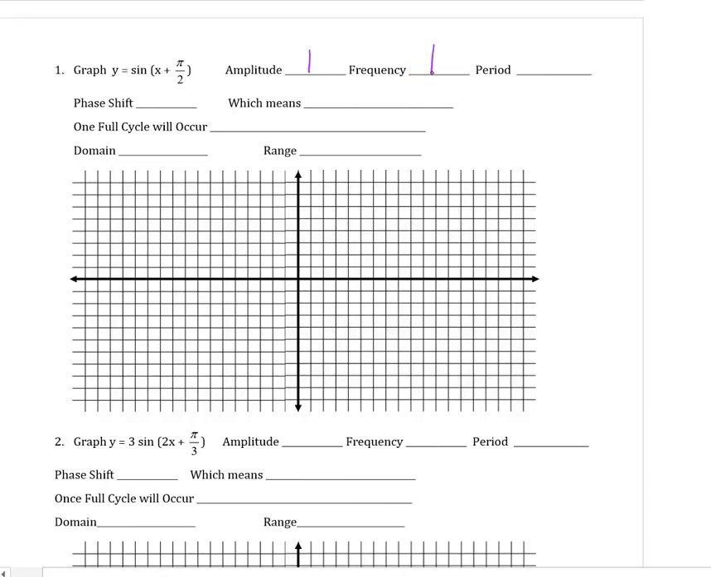Which means that the period must be 2 pi units, because period is always equal to 2 pi divided by the frequency, but the frequency was 1. So 2 pi divided by 1 is 2 pi. So over 2 pi units, you're going to see 1 full cycle. The phase shift is negative pi over 2, which means you're going to shift the graph left pi over 2 units. Or if you want to think about this in terms of degrees, 90 degrees.